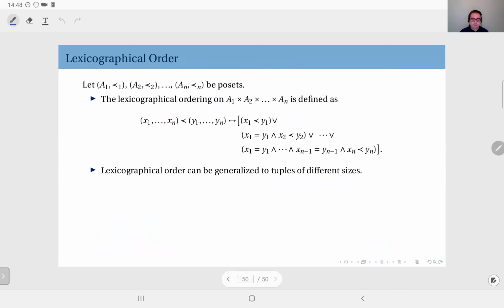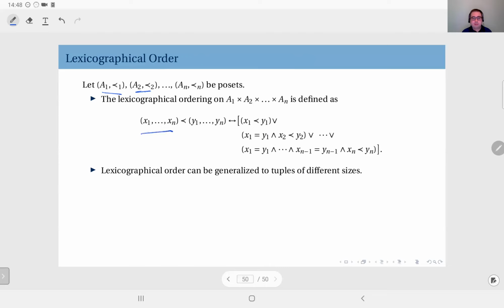And finally, we have the concept of lexicographical order. Sometimes this is also called a dictionary order. Assume that A1 with this relation, A2 with this relation, etc. are all posets. The lexicographical ordering on the Cartesian product A1, A2 through AN is defined by this statement here.